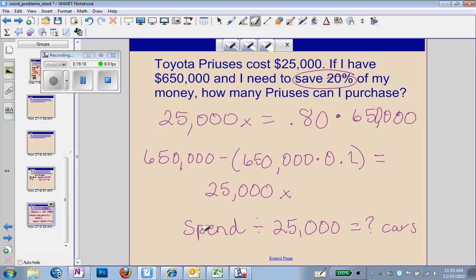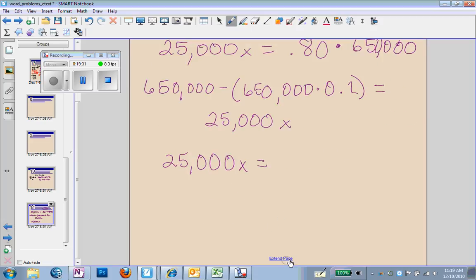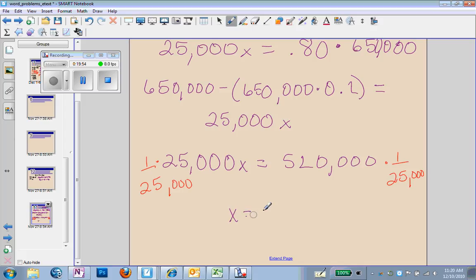And then for solving, we'd end up with $25,000 x equals 80% of 650,000, which equals 520,000. Then we multiply by the reciprocal on both sides, which is the same thing as dividing by 25,000. And we can just do our division over to the side. And when we do, we're going to end up with x equals 20.8. But we can't get part of a car, so we can afford 20 full cars.